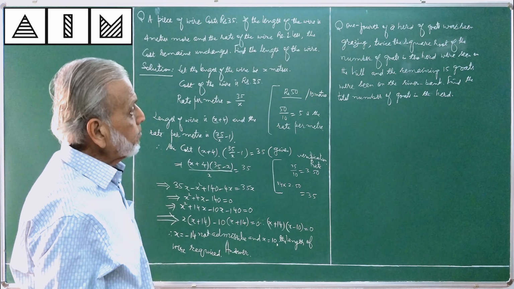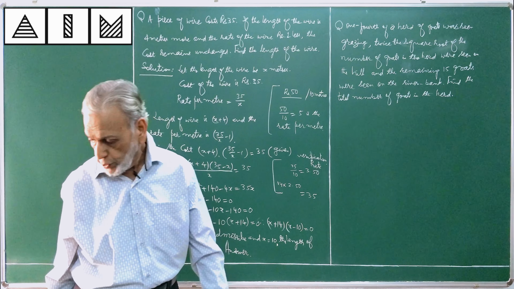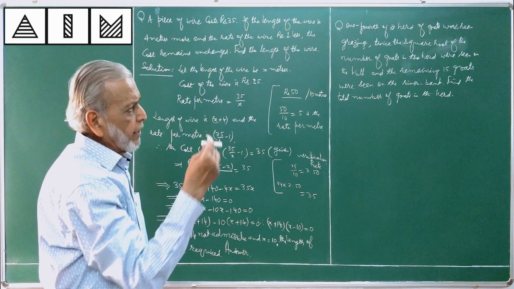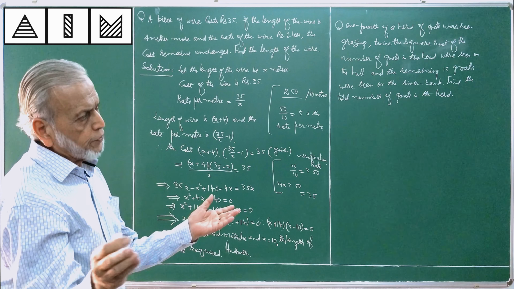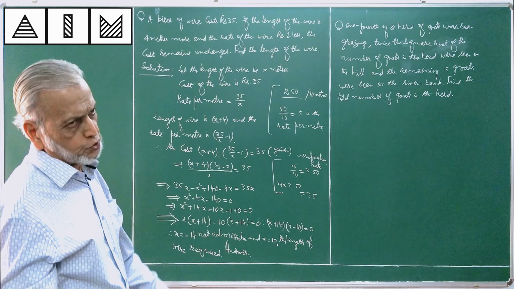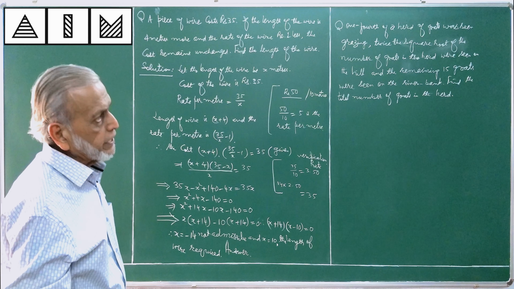Proceeding to another question, please see. 1/4 of a herd of goats. Herd is a group of animals. We will specify what animals, like many groups of animals have got different names. Like this, 1/4 of a herd, herd is the group of goats. 1/4 of a herd of goats was seen grazing.